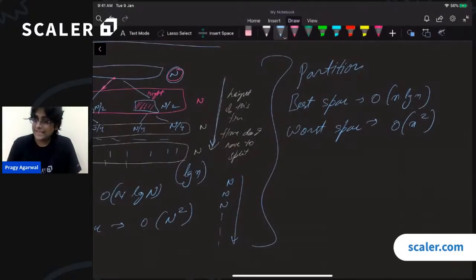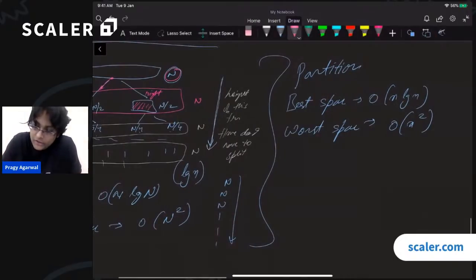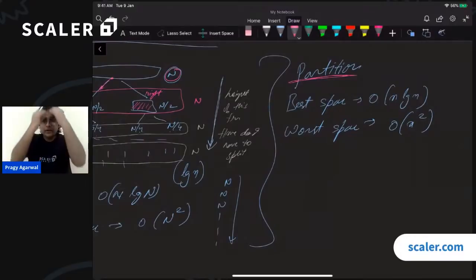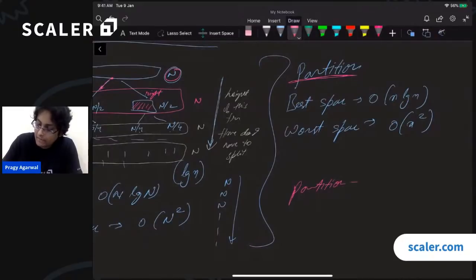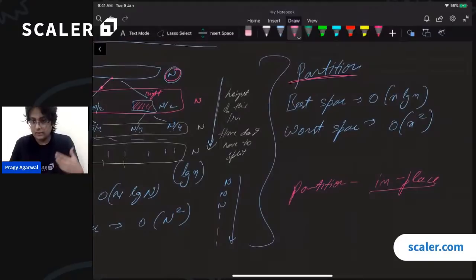The question now is, could we try a different partition algorithm? Could we try to make the partition algorithm in place? What does in place mean? In place means without allocating any extra memory. It turns out you can.